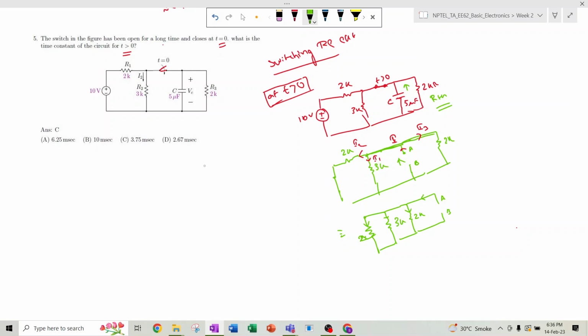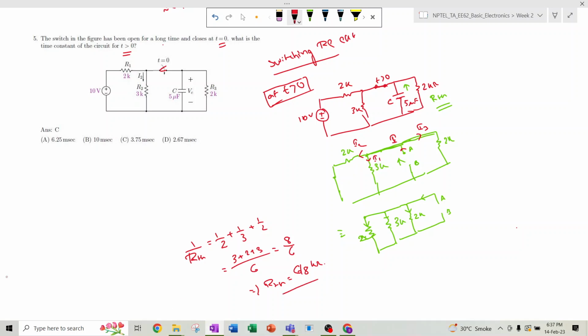So for the Thevenin equivalent resistance RTH, 1 by RTH is equal to 1 by 2 plus 1 by 3 plus 1 by 2. That is a parallel combination. The equivalent resistance of a parallel combination is 1 by R1 plus 1 by R2 plus 1 by R3. So this will come as 6 with 3 plus 2 plus 3, that is 8. So RTH will be the inverse of that, that is 6 by 8 kilo ohm. This is the value of RTH.